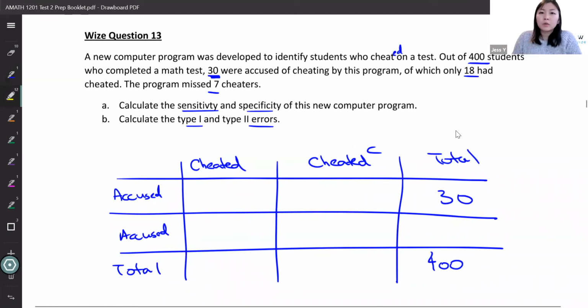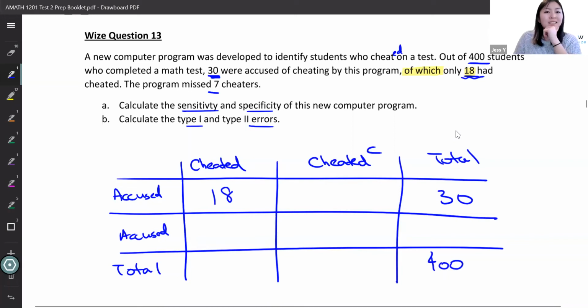And then be careful with the wording here. It said of which. So meaning of the people who were accused, only 18 had actually cheated. So of the people who were accused, 18 of them cheated. So the 18 goes into this box. I think that's probably the hardest part of this question. I know a common mistake for a question like this. Some students would put the 18 down in this cheated box because they're thinking, oh, 18 had cheated. But no, be very careful with the wording. It said of which, meaning of the people who were accused, 18 of them cheated, okay?